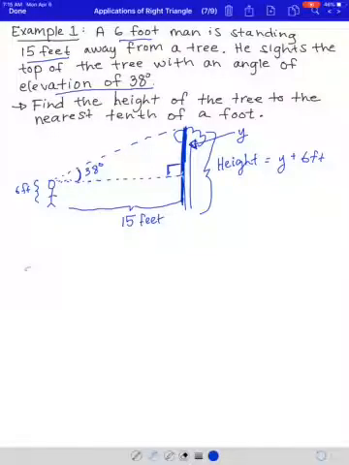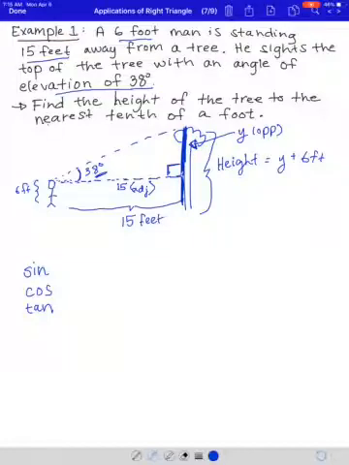And remember, our trig functions that we have to choose from are sine, cosine, and tangent. And if we look at our right triangle, if I were to label some of these sides here, so y, notice this is the opposite side from the angle that we know, which is 38 degrees. And then this other leg of our right triangle, which we know has a length of 15, this is the adjacent side.